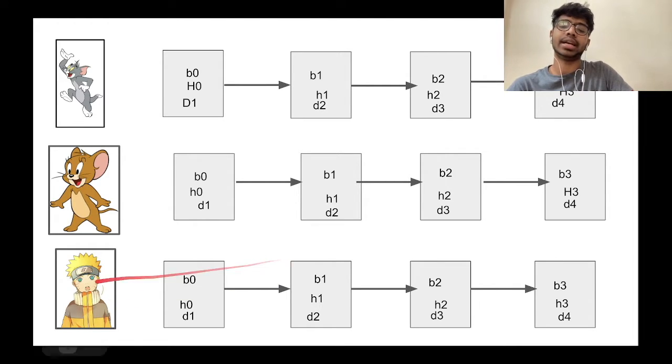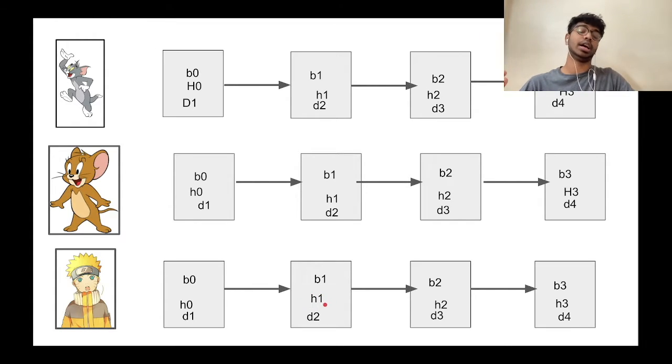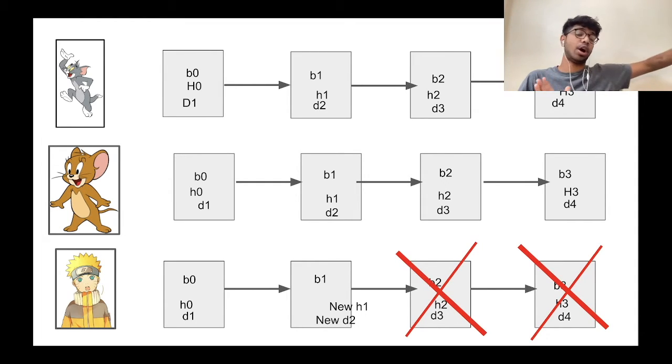Now let's just say that Naruto tries to make a slight modification in his blockchain. He tries to change D2, and put something else instead of D2. Let's just assume that D2 over here is 100 rupees, and Naruto is trying to make that 100 rupees into, let's say, 1000 rupees. So he puts a new D2, which is 1000 rupees. Then a completely new hash will be produced, and because of that, all the following blocks after block 1 will become invalid, and we'll be able to know that Naruto has made a modification in the blockchain.